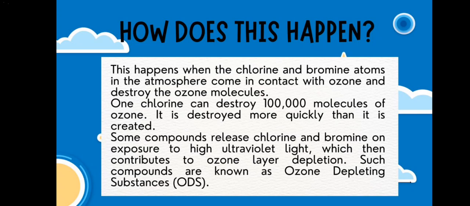How does ozone layer depletion happen? Chlorine and bromine atoms can destroy the ozone molecules, as one chlorine or bromine atom can destroy about 100,000 molecules of ozone, as ozone is destroyed more quickly than it can be created. There are compounds that release chlorine and bromine on exposure to high ultraviolet light. This contributes to the depletion of ozone.